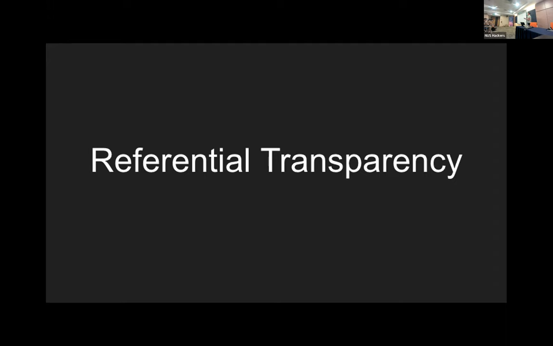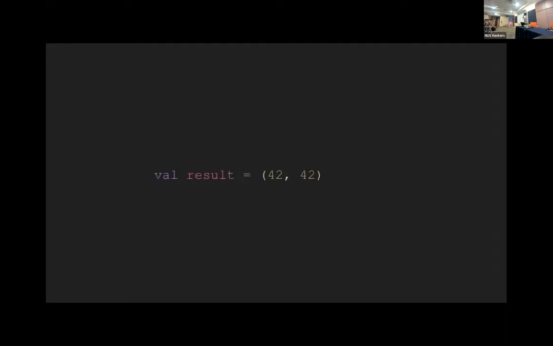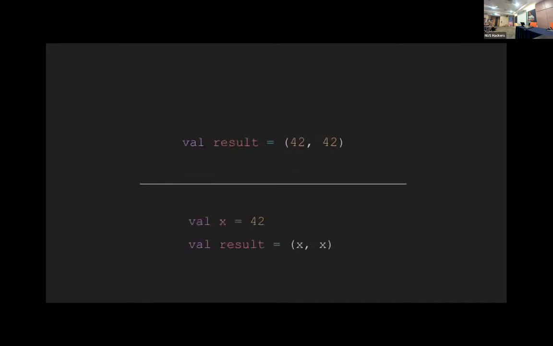So let me give an example. Right, a very simple example right here. I assign a pair of integers to a variable. So what if I decide to do some refactoring? I refactor 42 to a variable and put it into the same pair. Is the top code the same as the bottom code?